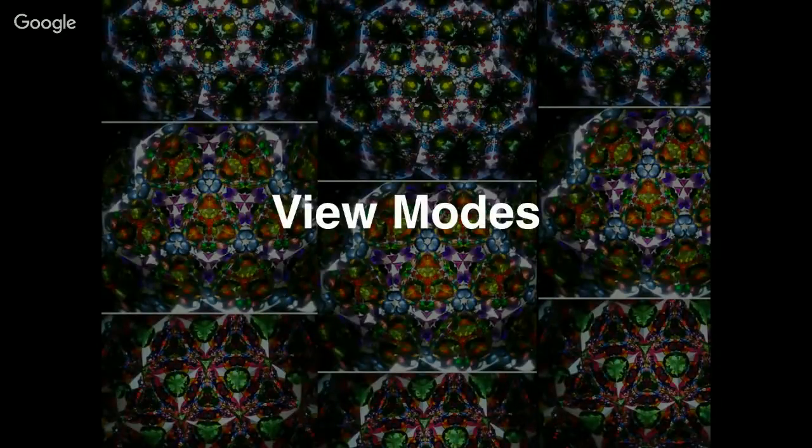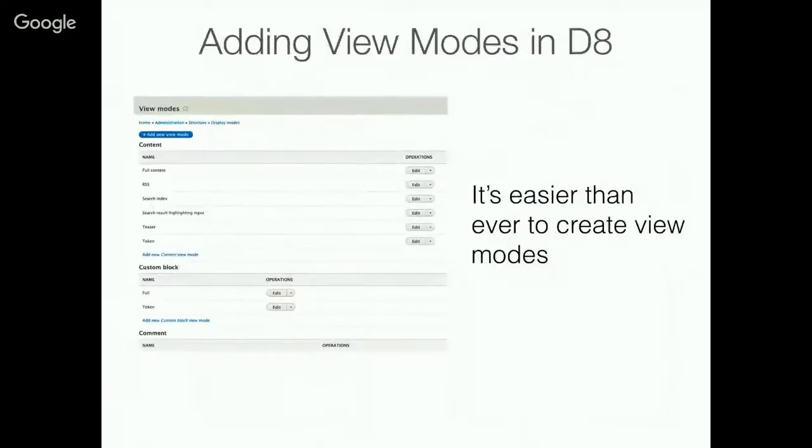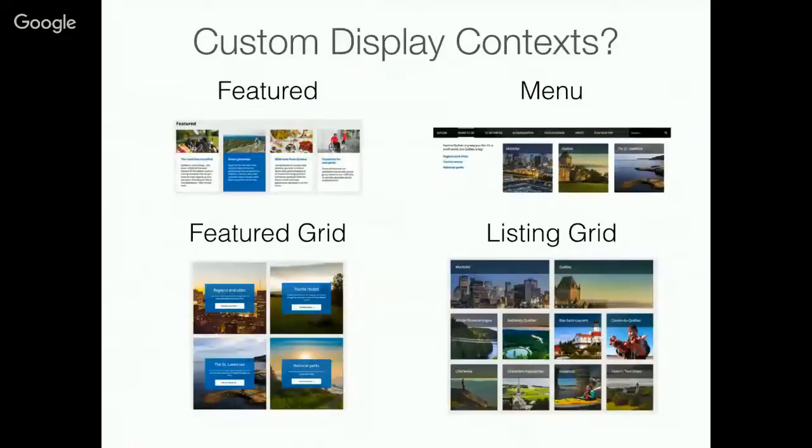Another tool we have in Drupal 8 is view modes. This isn't a new tool. We were able to create view modes programmatically in Drupal 7 or use the Display Suite module. But in Drupal 8, it's easier than ever to create view modes because they're built into core. View modes can be a great tool for displaying content in different contexts on our site, like if you have content that you need to display in a grid or in a menu, and you want to display it consistently from place to place.